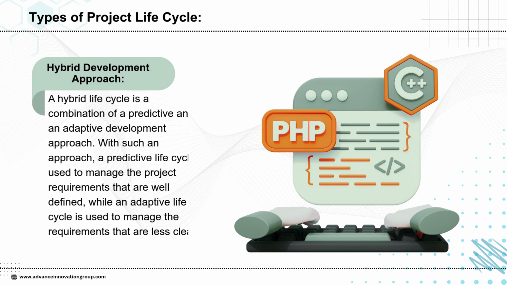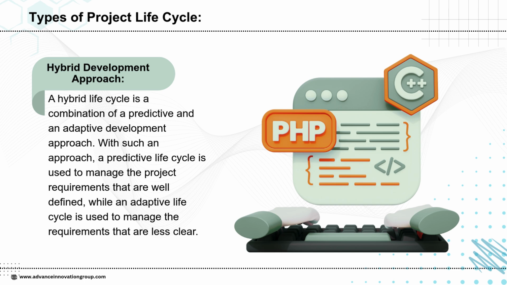The hybrid development life cycle combines both predictive and adaptive approaches. In this model, well-defined requirements are handled through the predictive approach, where planning is detailed upfront. At the same time, uncertain or evolving requirements are managed using the adaptive approach, which allows flexibility and adjustments during the project. This balance makes hybrid life cycles suitable for complex projects where some aspects are clear while others continue to evolve.